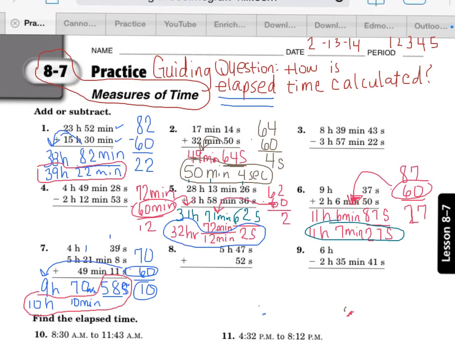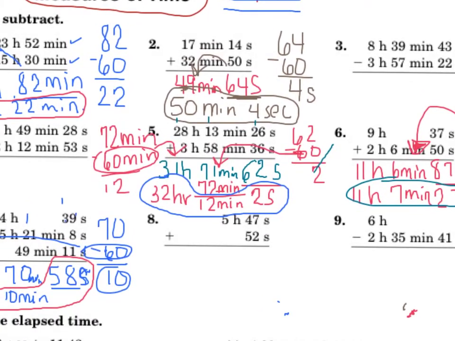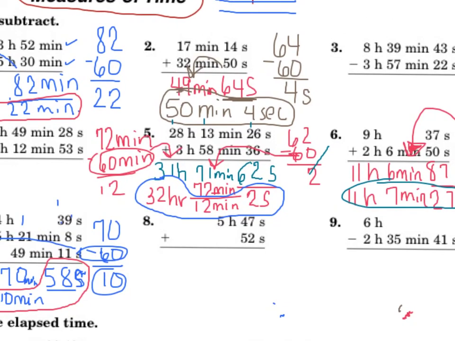This is the last addition problem. Okay, 47 plus 52. So that makes 99 seconds. And then 5 plus nothing is 5 hours. Well, 99 seconds, that's way over a minute. 60 seconds is a minute, and we have 99 seconds. So let's see how much over that is. That is 39 seconds more than a minute.